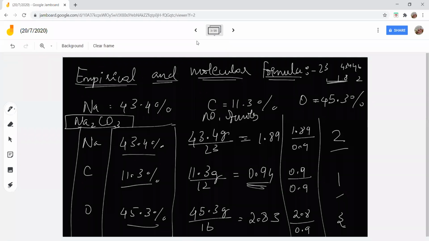Any doubts? Yes, tell me. Ma'am, can you explain the problem on this current page? Okay, I'm explaining it again. Listen. Now, you have your sodium. They have told you that you have 43.4% sodium, 11.3% carbon, and 45.3% oxygen in a compound. So I'm just writing it down. Now, to find the empirical formula, how do I find it? Anyone can say. How do I find the empirical formula of a compound?